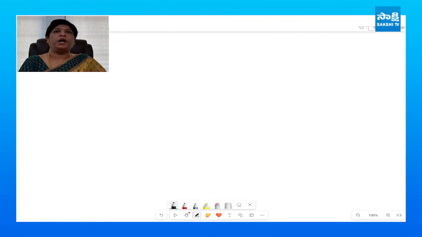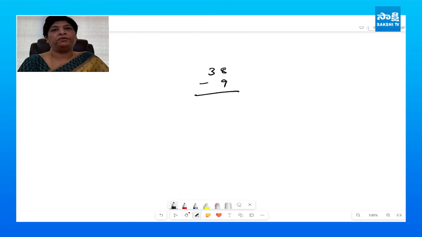Now that we have understood how to convert a Winklem number into a normal number, let's see how to solve a subtraction problem using the Winklem method. Let's solve 38 minus 9 using the regular method and later on using the Winklem method. So how do we solve this problem?